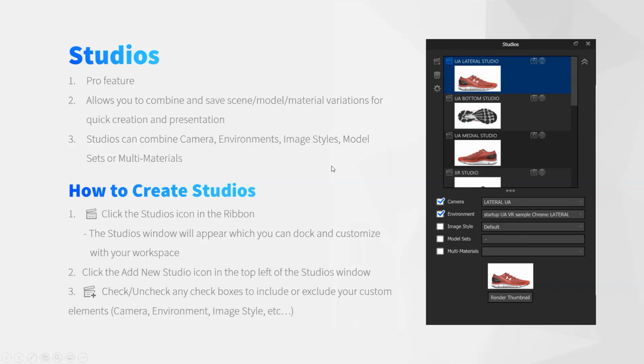And how to create studios. So you can either click this little button up here, this little icon here. You can add a new studio icon in the top left of the Studios window. Check and uncheck any boxes to include these custom elements, which I just mentioned a moment ago.